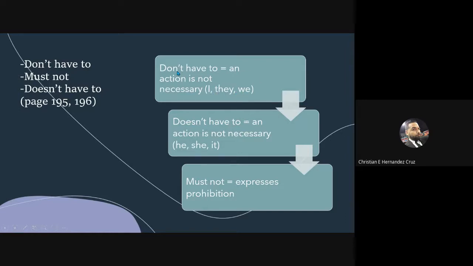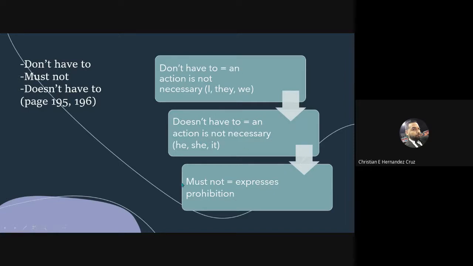So I don't have to go to the mall. They don't have to eat that if they don't want to. We don't have to wait until the movie starts. Pardon. So basically, doesn't would function in very much the same way, but when you change the pronouns into he, she, or it. So he doesn't have to stand up, she doesn't have to cook, or she doesn't have to drive, and it doesn't have to ruin our night, something like that.